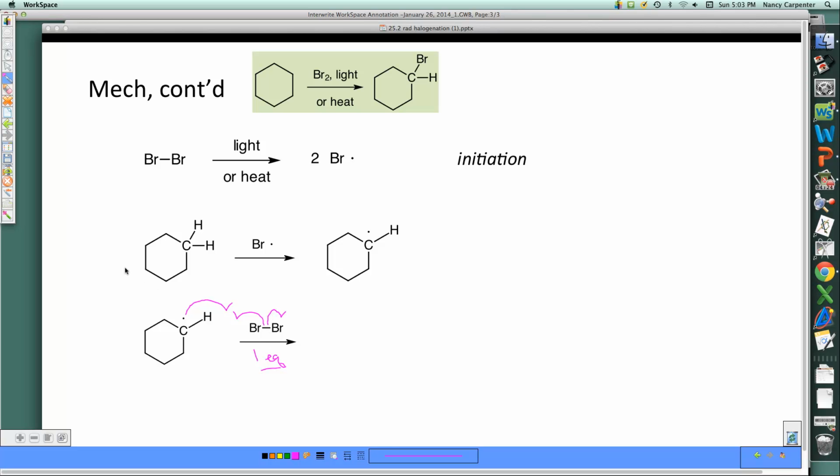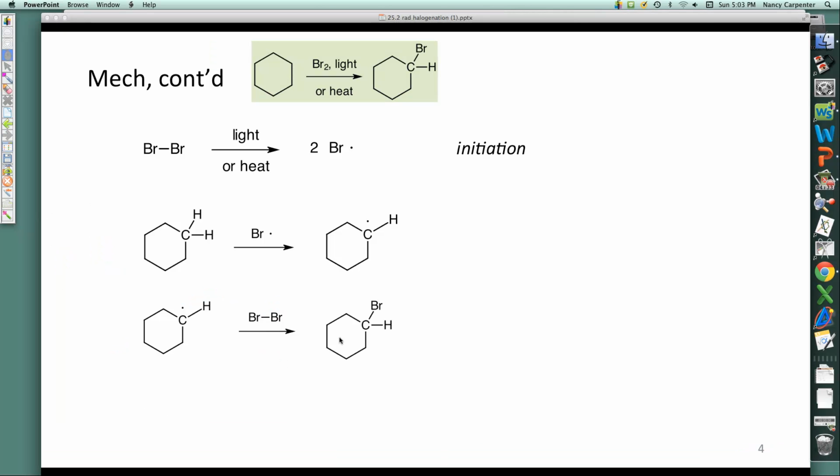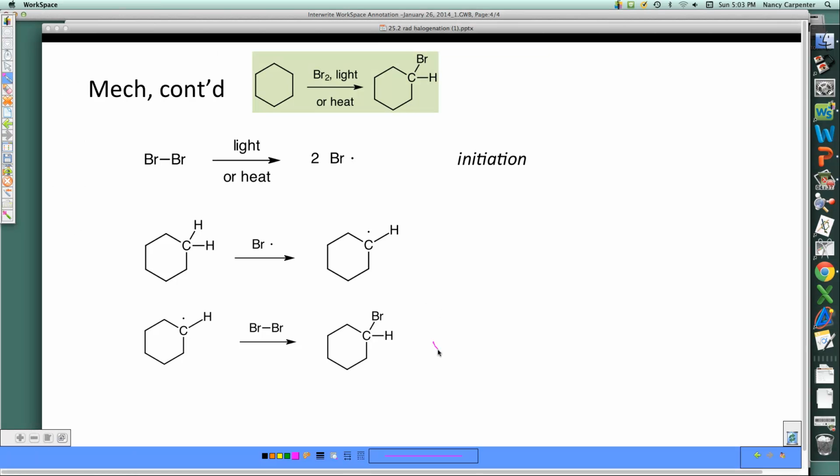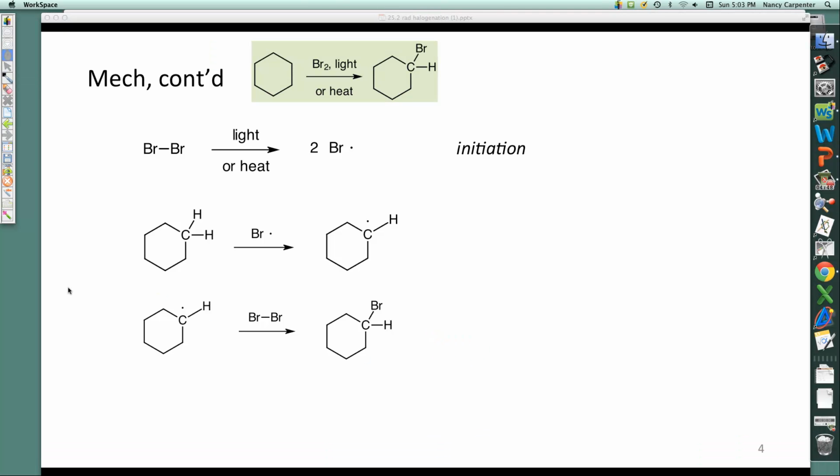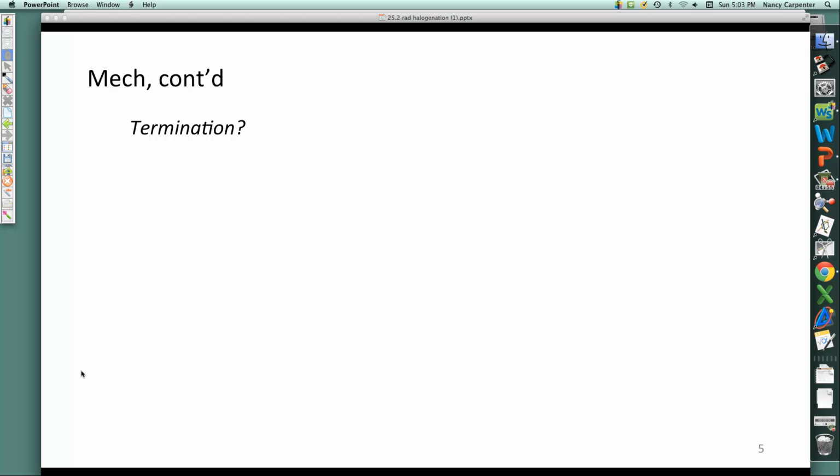So what do we have here? We have a propagation step here, and we're going to have a propagation step here, because one radical on this side and one radical on this side, because when it reacts with the bromine, we're left behind with Br dot as well. So, initiation, two different kinds of propagation steps, and then termination.